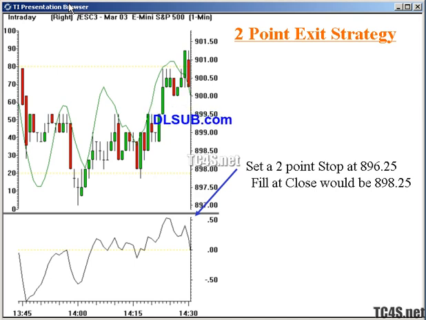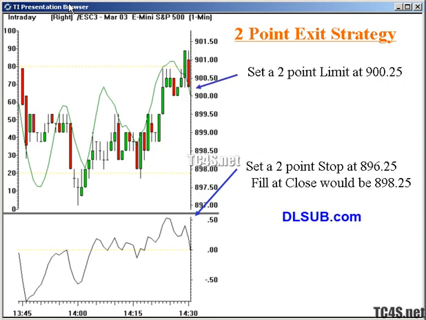And that will be at 896.25. We cannot overemphasize the importance of always setting your stop first. Once that is set, using our online order execution platform, we will then set our two-point profit target. We do that with a limit order entered at the price of 900.25. That's 2 points above our fill price.